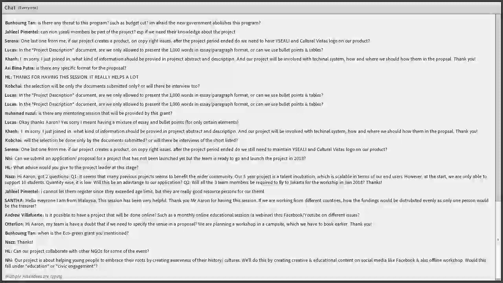Oterleon is asking whether they need to specify the venue in the proposal. No, you don't need to specify if they're doing a workshop or something. You don't need to specify a venue. You need to specify a city or a location of where you want it to be.